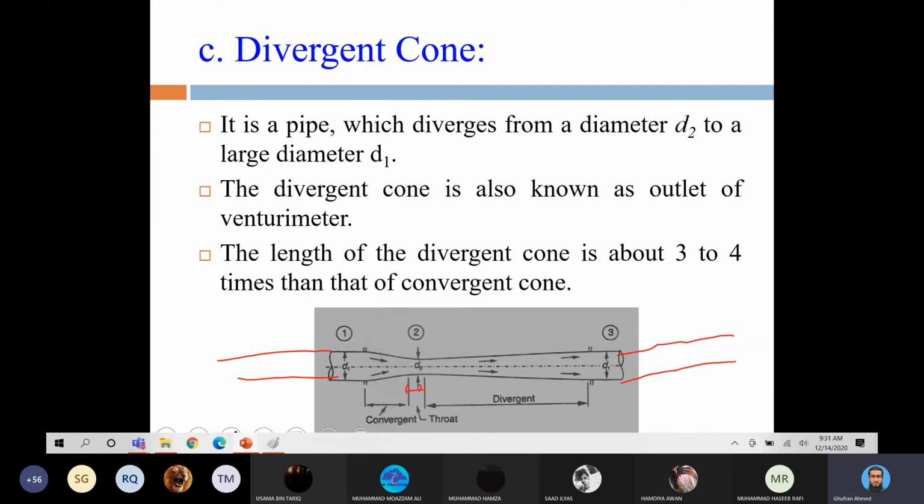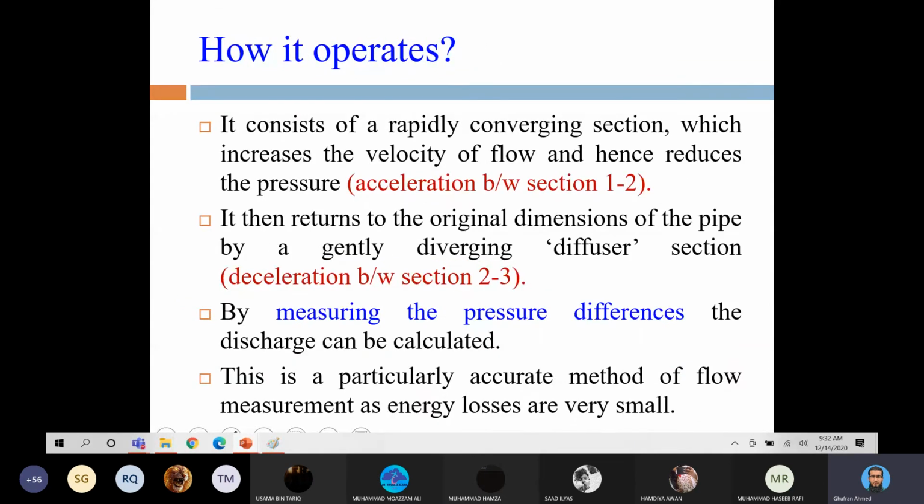Okay, chalo, next question आपसे. No, sir. It's written the length of the divergent cone is about 3 to 4 times that of convergent cone. Why the length of the divergent cone is about 3 to 4 times that of convergent cone? Why the length of convergent and divergent is same? Why it is not the same? नहीं पता. How it operates?